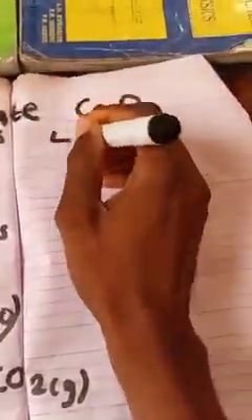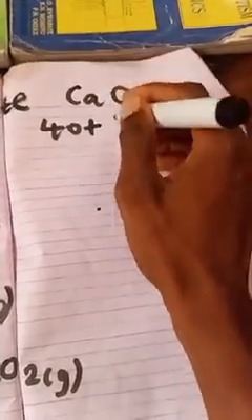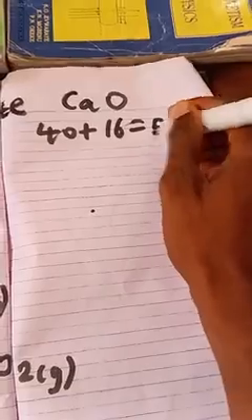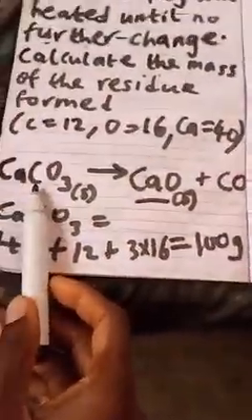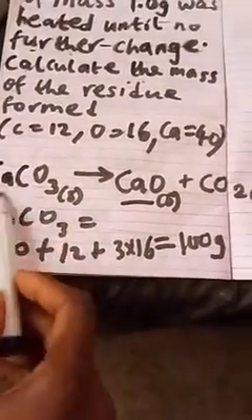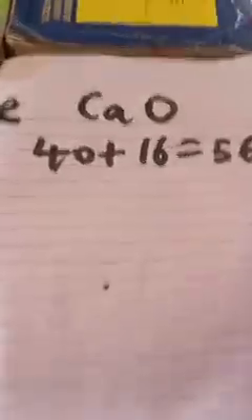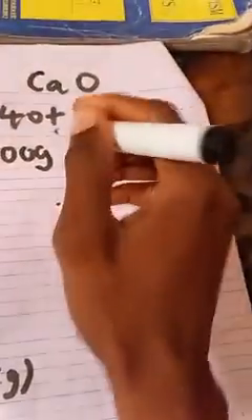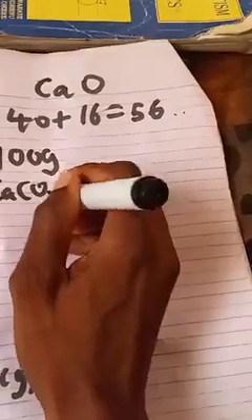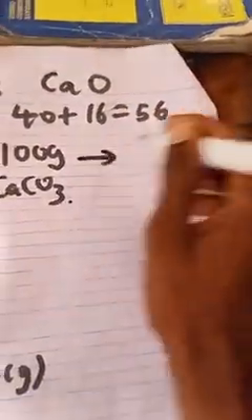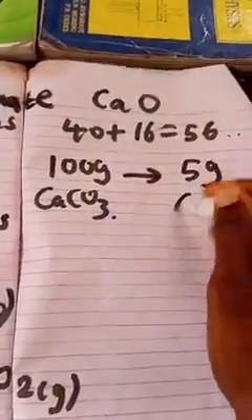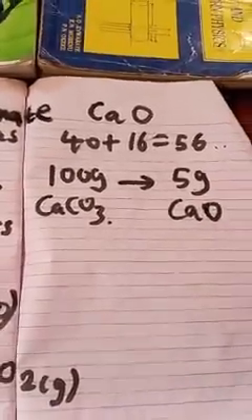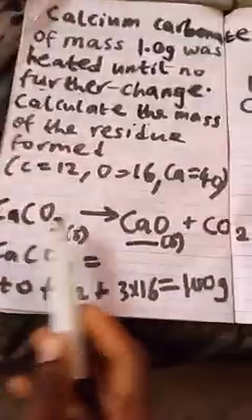Let's get the molar mass of CaO. For CaO, calcium is 40. Oxygen is 16. So it is 56. That means if you decompose the whole 100 grams of CaCO3, you are going to get 56 grams of CaO. Because I know in a reaction, whatever you decompose here will form the other one.